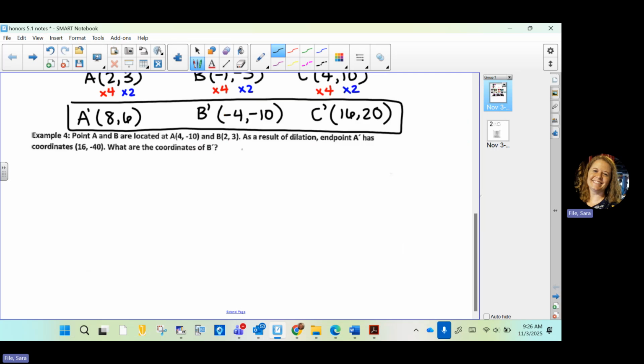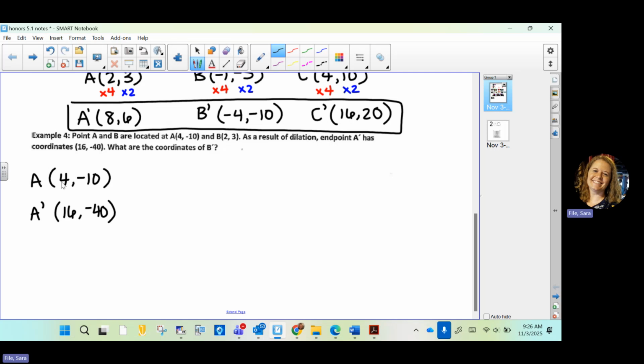Okay, so let's look at this. From A to A prime, we want to know what happened. Now, when I say what happened, I'm talking about scale factor, and scale factor is multiplication, right? What did we multiply by? So if I'm trying to figure out going this way, what did I multiply by? What's the opposite if I'm going backward?